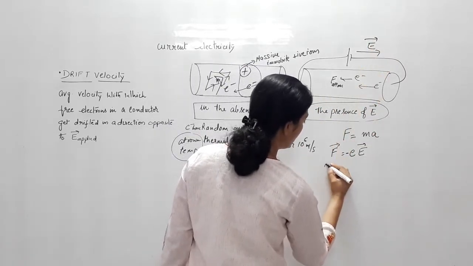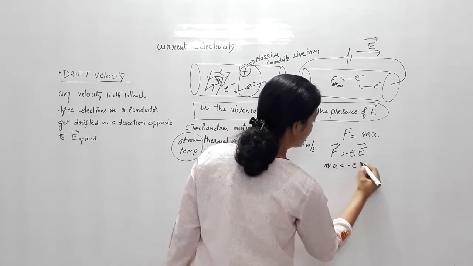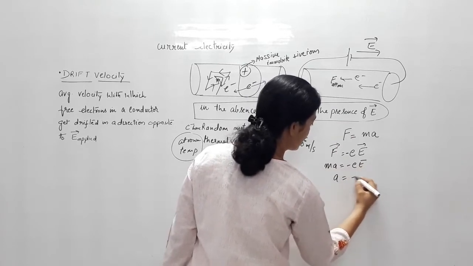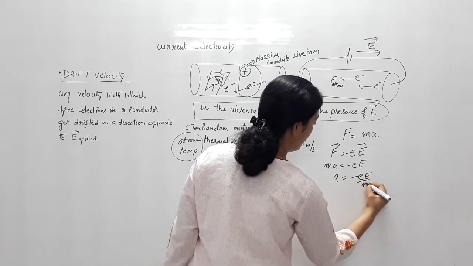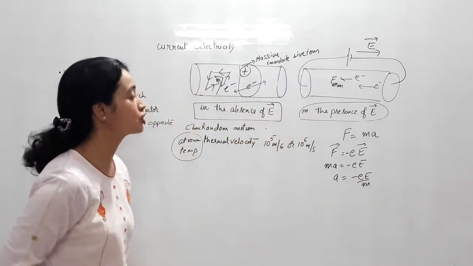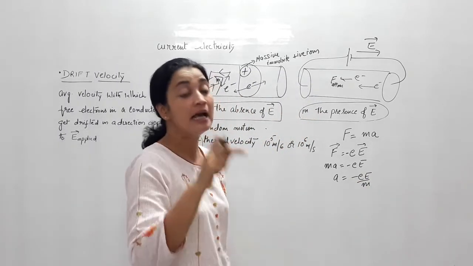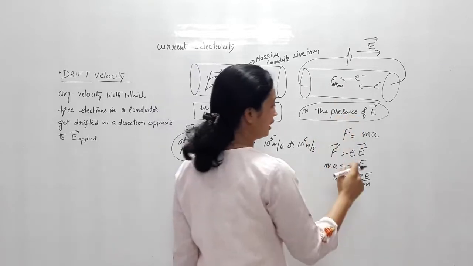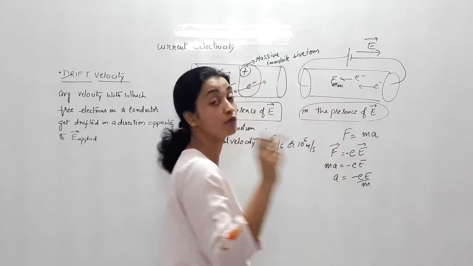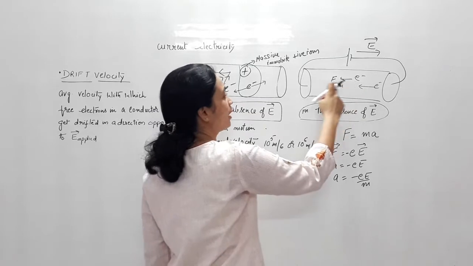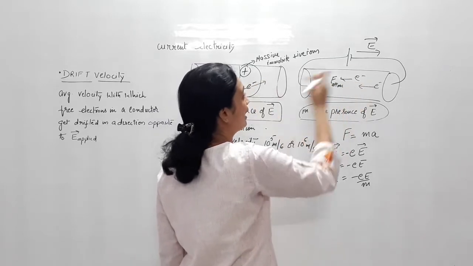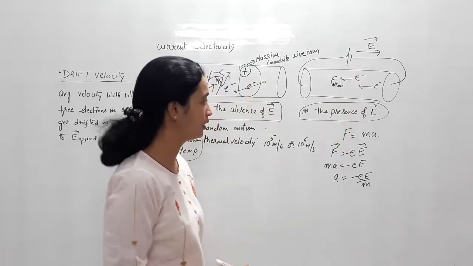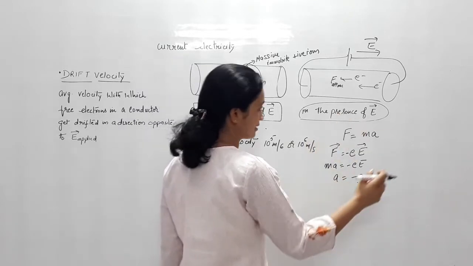If I put ma = -eE, I get the value of acceleration as eE by m. This is the acceleration which the electron has in the presence of electric field. Why? Because now there is some force of attraction on the electrons which is attracting them against the direction of electric field. Whenever there is force, there is acceleration.